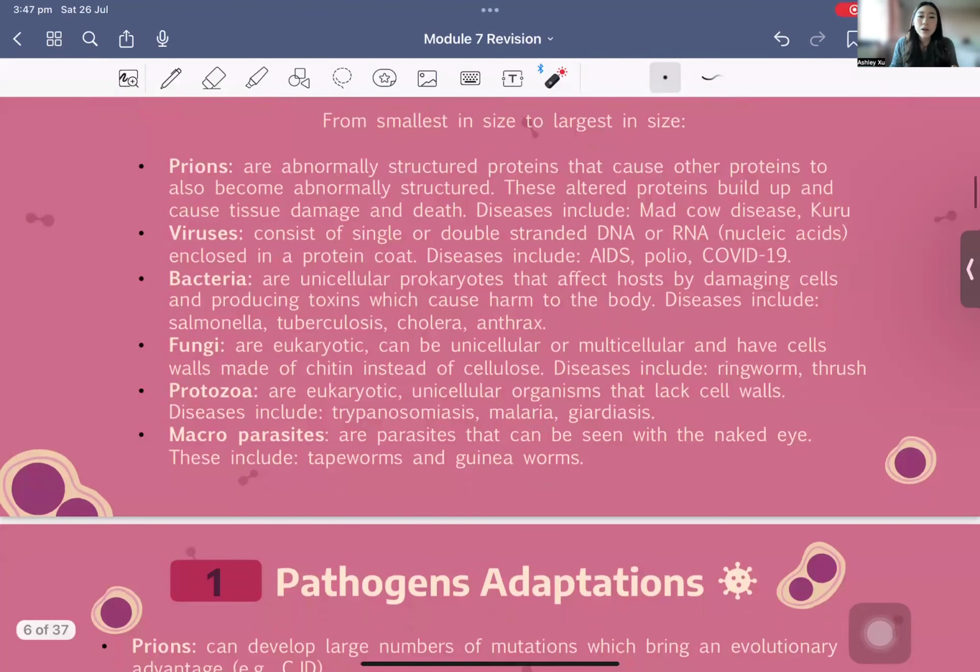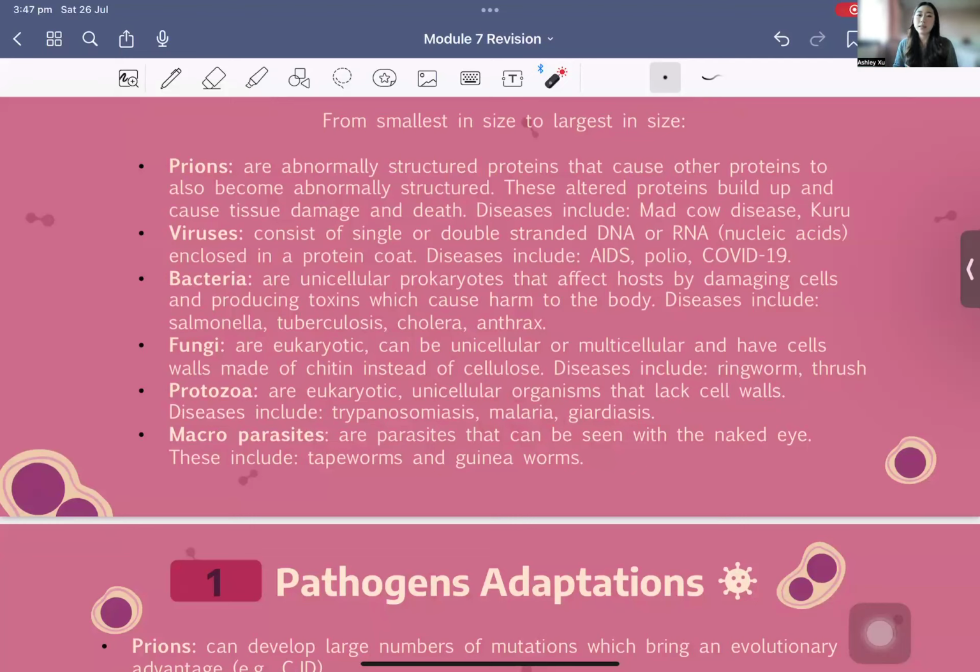All right, protozoa is one that is commonly forgotten. We don't hear a lot about protozoa. It doesn't cause too many diseases. The common one is malaria. A common example of protozoa is amoebas. If you've watched Amoeba Sisters videos, they are protozoa. And protozoa are eukaryotic unicellular organisms that lack cell walls. So they don't have cell walls at all, in comparison to fungi, which have cell walls of chitin. A disease includes malaria.